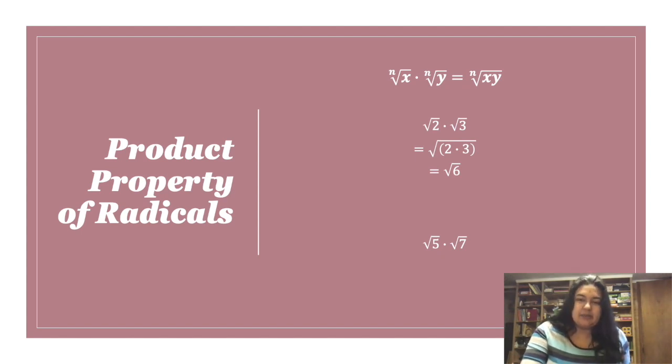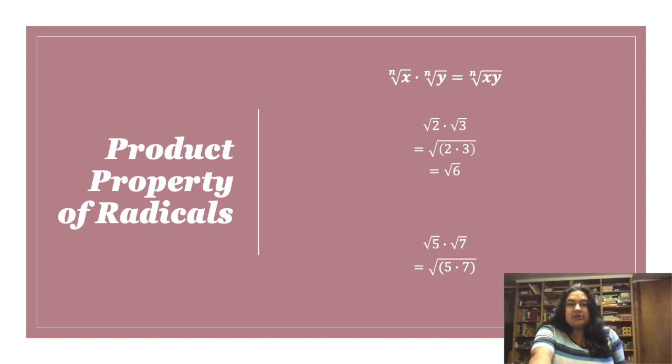Let's look at another example. I have the square root of 5 times the square root of 7. Because of this product property, and I can see that they have the same index, it's just the square root, I can make a big square root and in the radicand put 5 times 7. So 5 times 7 is 35. So this is just equal to the square root of 35.